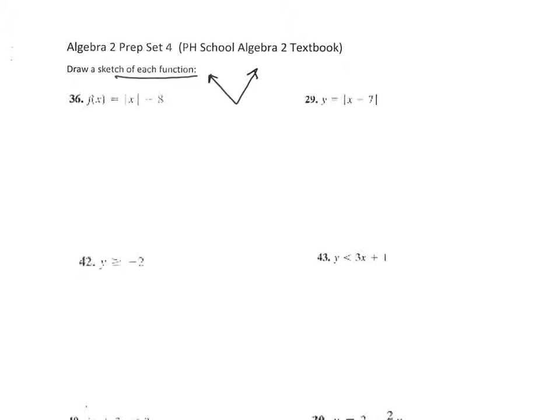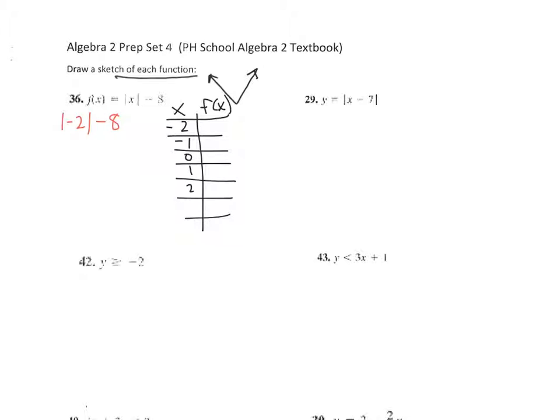So you can make a table. If you're not sure how to start out, you can always make a function table. So if you have value x as your input, what is f of x going to be? I always plug in -2, -1, 0, 1, 2. Plug in some negatives, plug in some positives, plug in 0. So if you plug in -2, the absolute value of -2 is 2. 2 minus 8 is -6.